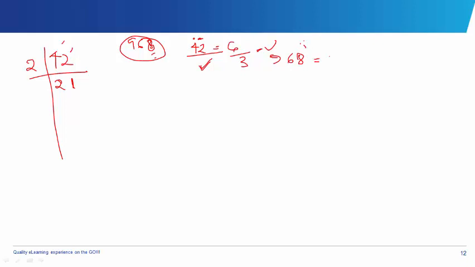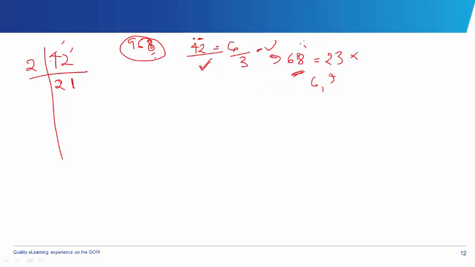15 plus 8 is 23. Is 23 divisible by 3? No, so it can't go. And as long as 3 cannot divide it, all the multiples of 3, for example 6, 9, cannot also divide it. Okay, so I need you to understand this concept very well.